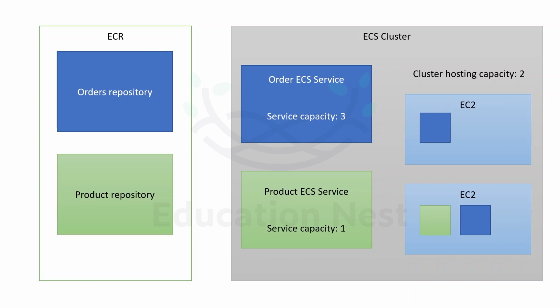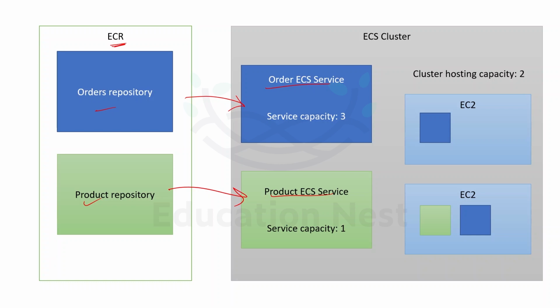So this is about the ECS cluster. What happens over here is we have the ECR registry in which we would have our images. The images would be pulled from the ECR registry and would go to the ECS clusters. Right. So we have two services over here, two microservices, order service and product service. Now here we have something called capacity, service capacity.